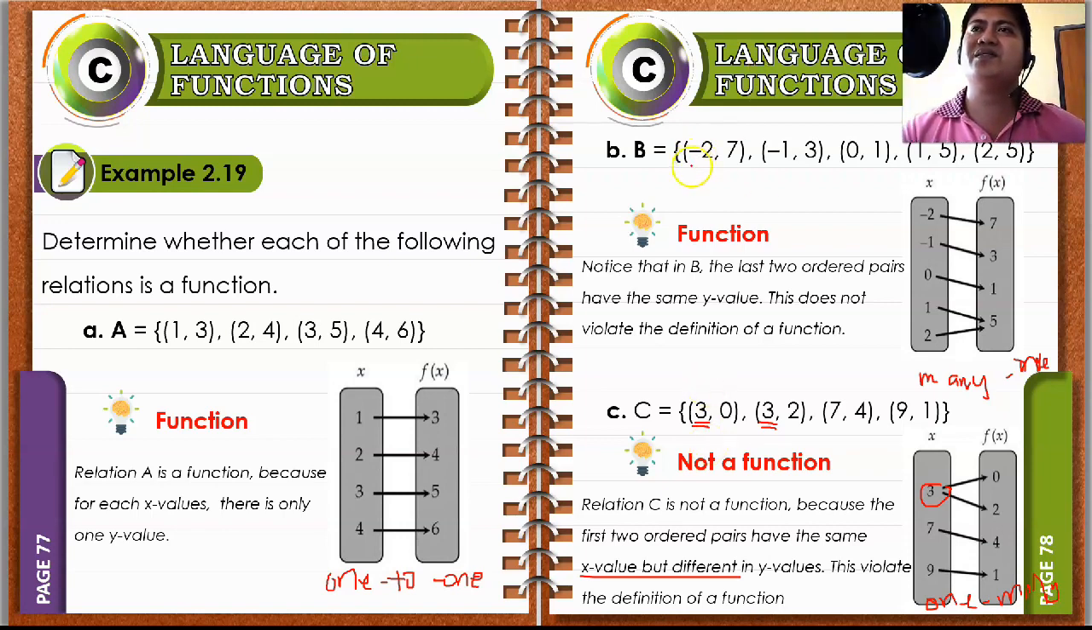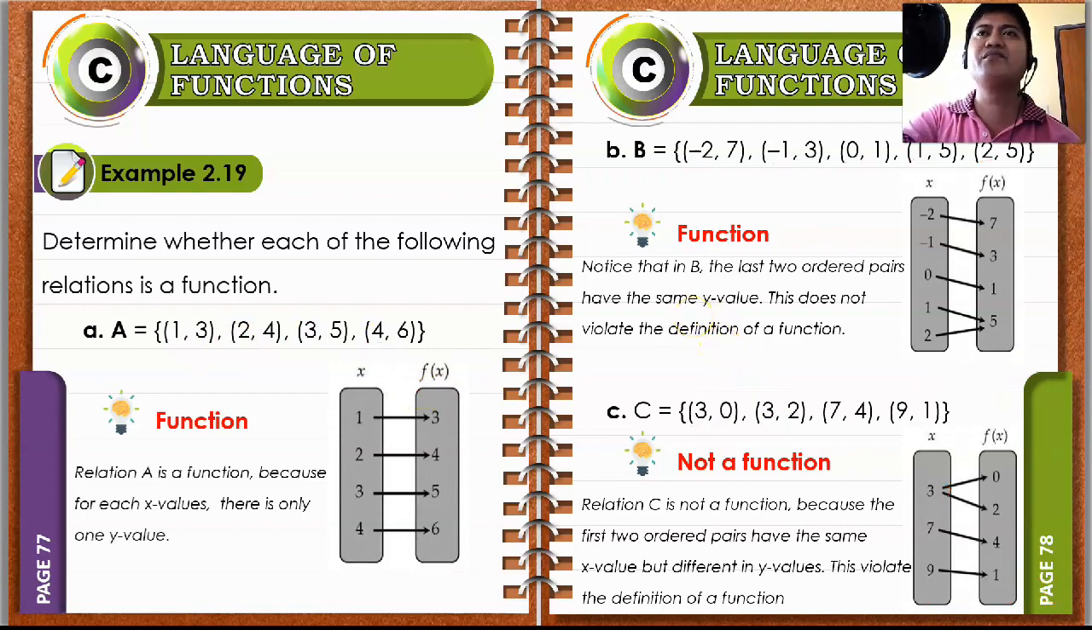So take note in this example: negative 2, negative 1, 0, 1, and 5. They are exactly one each. So no first elements are the same. So that is a function.